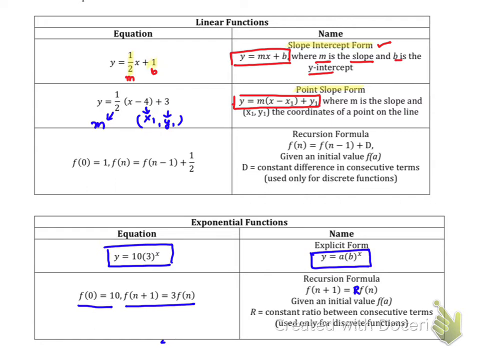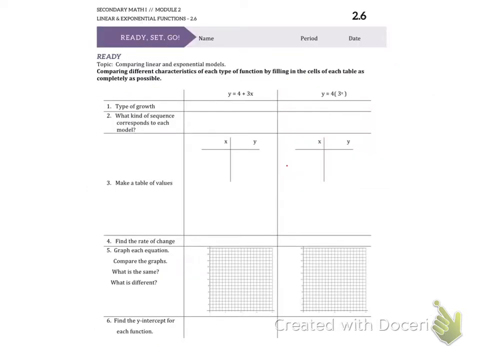So let's use this information to do our homework. Very first question here, they're talking about comparing different characteristics of each type of function by filling in the cells of each table as completely as possible. We need to just fill in the information here.